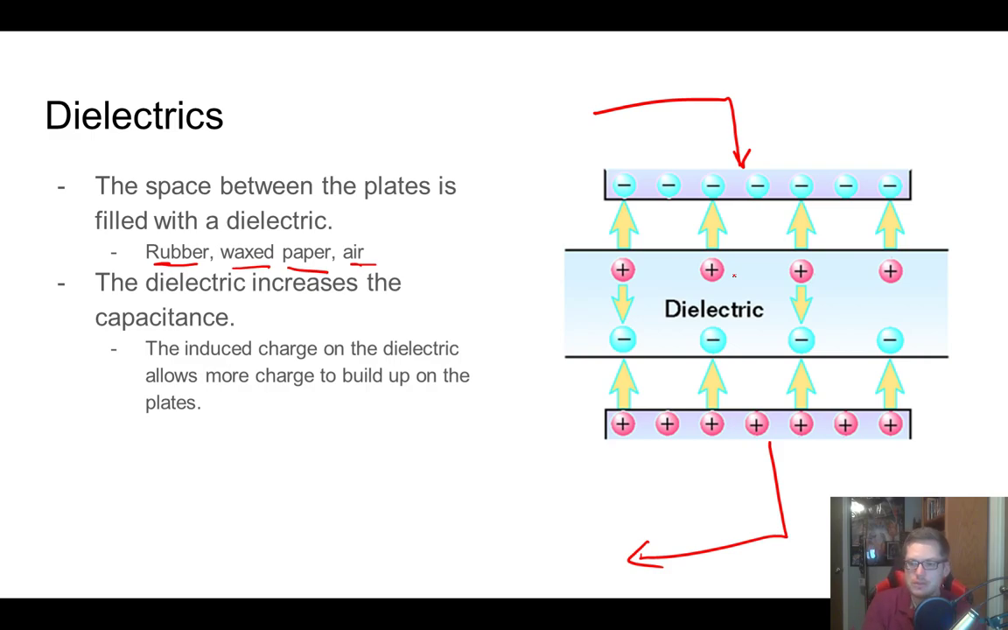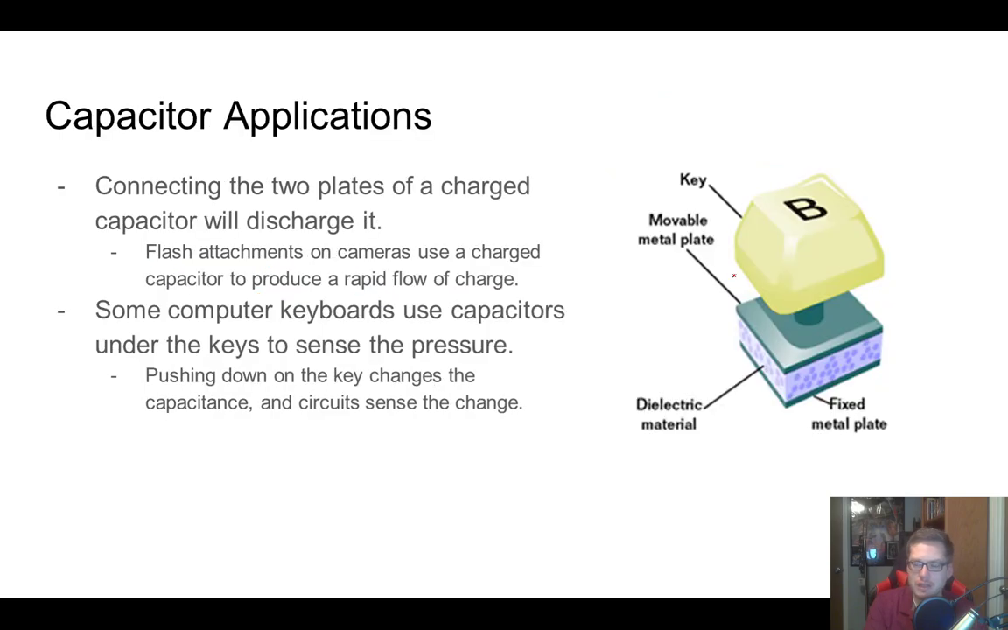All right, so those are dielectrics. They increase the capacitance. They increase how much charge can be held. There are lots of different capacitor applications. Whenever you have two plates and you touch them to each other, it will discharge.